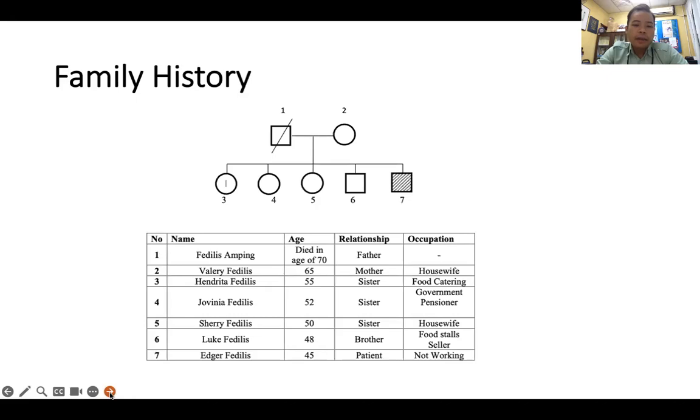On the side of family history, the patient is number 7 of 7 siblings, and the father died at the age of 70 years old.